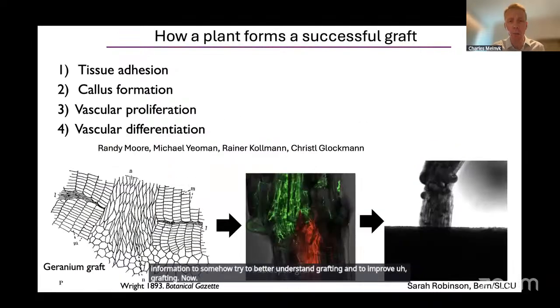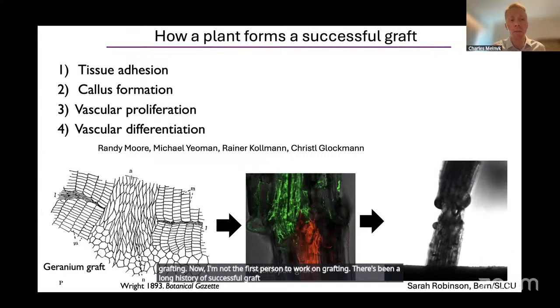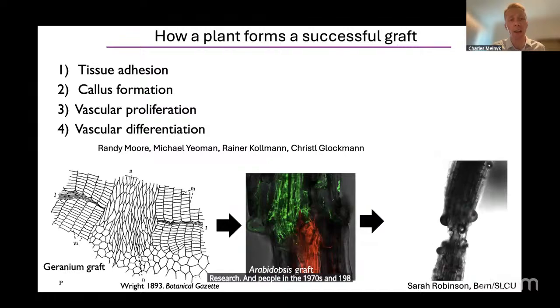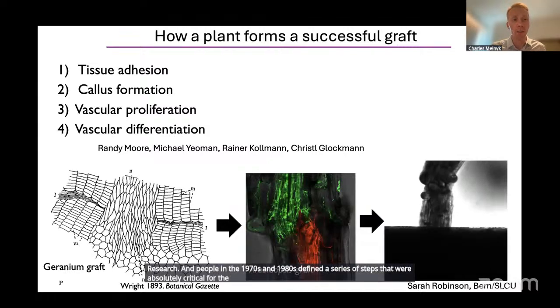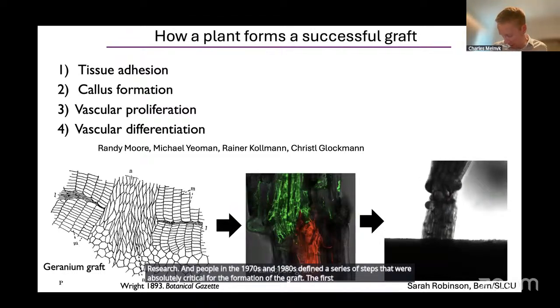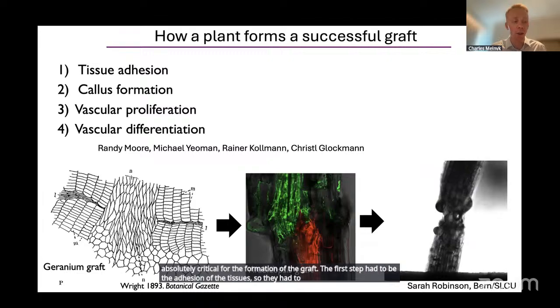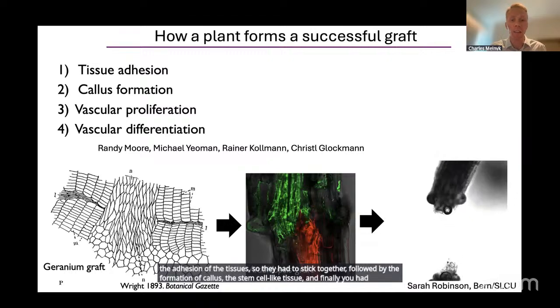Now, I'm not the first person to work on grafting. There's been a long history of successful graft research. And people in the 1970s and 1980s defined a series of steps that were absolutely critical for the formation of the graft. The first step had to be the adhesion of the tissues, so they had to stick together, followed by the formation of callus, the stem cell-like tissue, and finally the formation of the vascular connections.